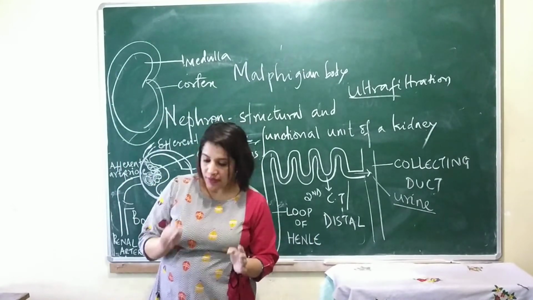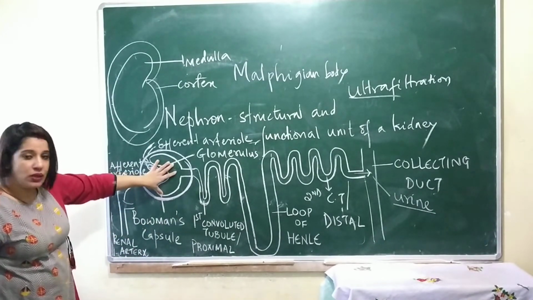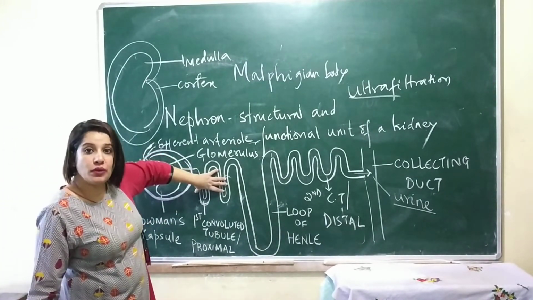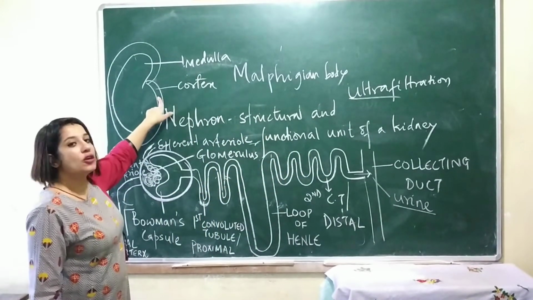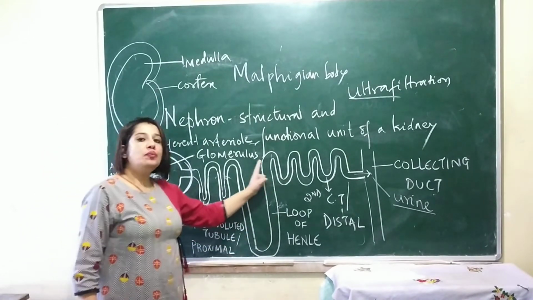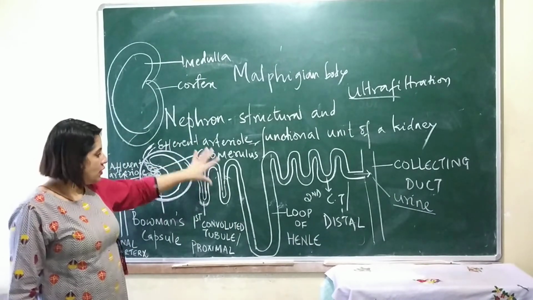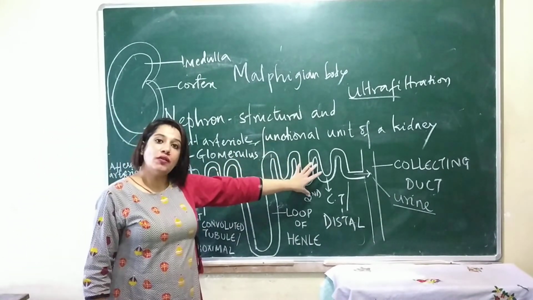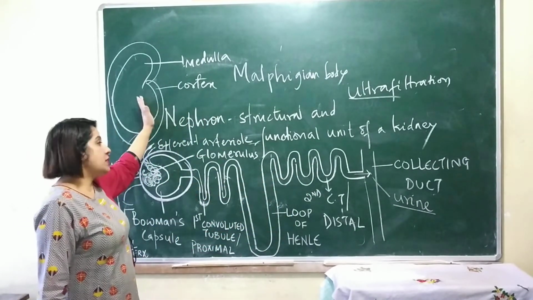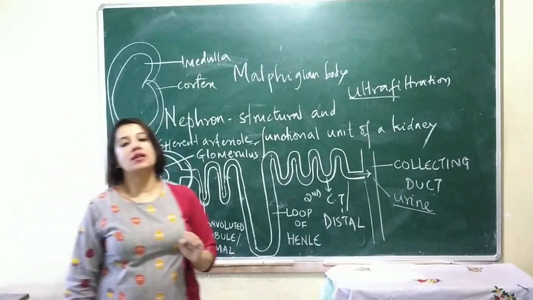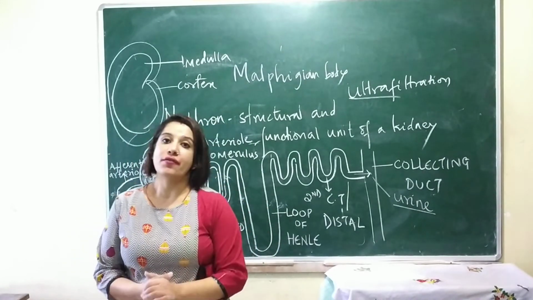Before I end, let me tell you one more thing. The Bowman's capsule, the first convoluted tubule and the second convoluted tubule are present in the cortex, whereas loop of Henle is present in the medulla. I hope you all understood how urine is formed and what the structure of a nephron looks like.